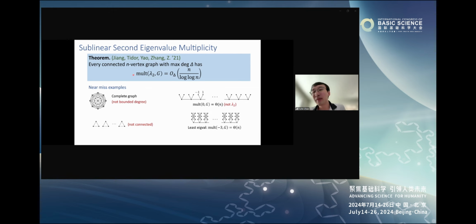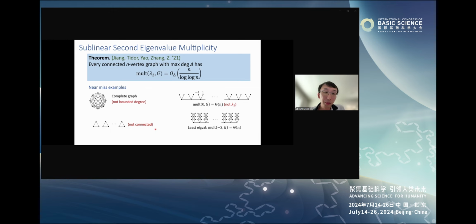So all the adjectives in this theorem are necessary. If you delete any word, then this theorem becomes incorrect. So for example, there are some near miss examples. If you take a complete graph with k vertices, its eigenvalues are k minus 1, the top eigenvalue, and then minus 1 the rest of the times. So the second largest eigenvalue repeats the rest of the way, right? So it has very large second eigenvalue multiplicity. It is also not a bounded degree graph. So that's part of the reason why we need some bound on delta.